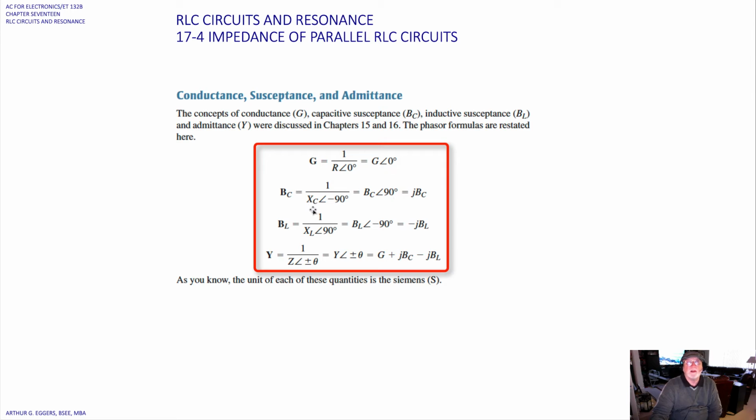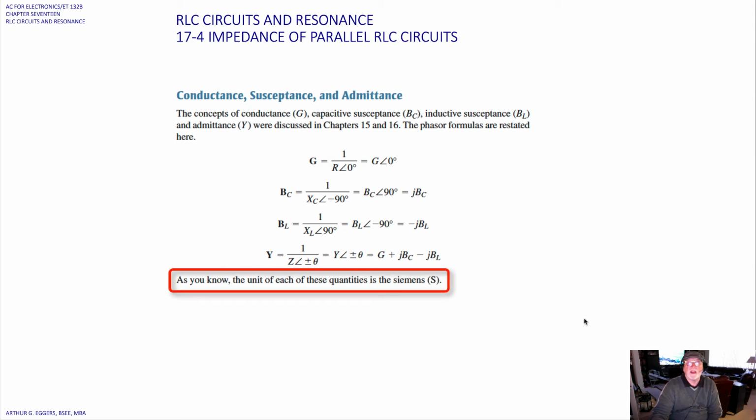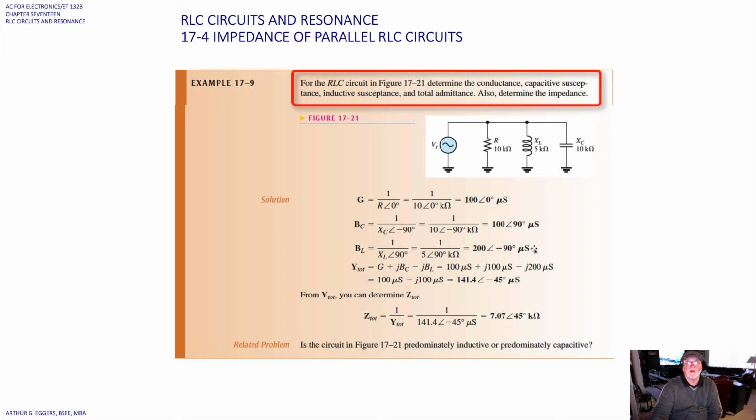Keep track of them because we're going to be using these inverse relationships, conductance, susceptance, and admittance, throughout the rest of this section. As you know, each of these has units of Siemens, typically in millisiemens, instead of ohms. So, another example. For the RLC circuit shown, determine the conductance, capacitive susceptance, inductive susceptance, and the total admittance. And then the last step, determine the total impedance.